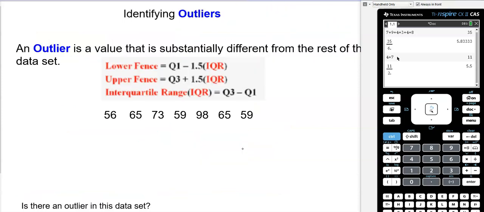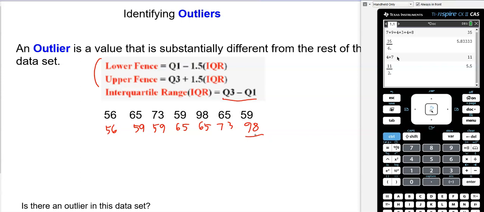So an outlier is a value that's really big or really small compared to the rest of the data set. You can actually calculate it. I get these formulas from PSAT. So it starts with a base of Q3 minus Q1. So let's put this data in order first. I think this would be 56, 59, another 59, 65, 65, 73, and 98. I'm debating. I think 98 might be an outlier, but we're going to test it and see.